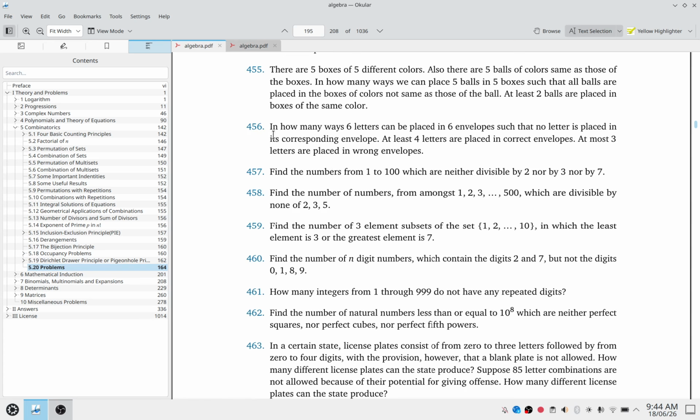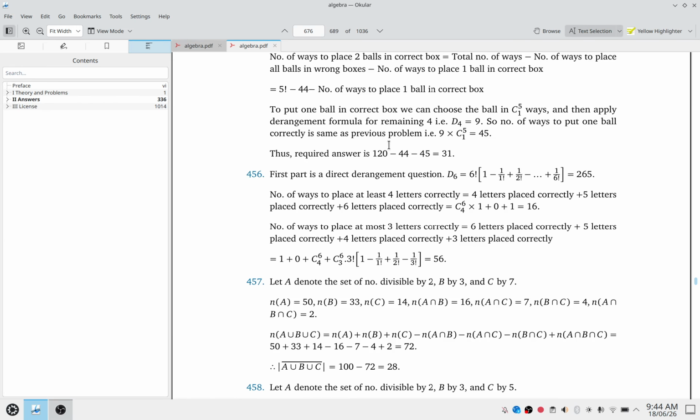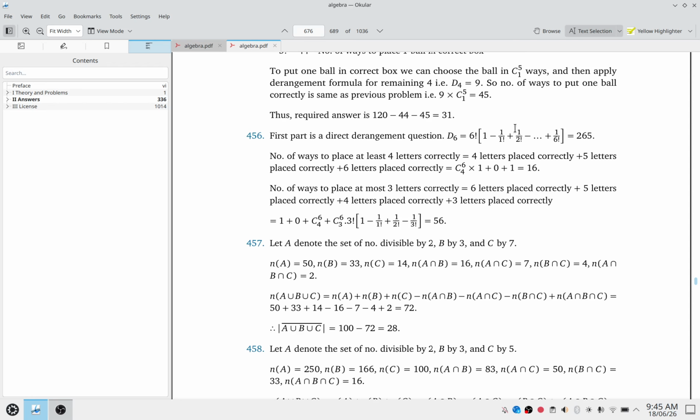Question 456 says that in how many ways 6 letters can be placed in 6 envelopes such that no letter is placed in its corresponding envelope? At least 4 letters are placed in correct envelopes. At most 3 letters are placed in wrong envelopes. So first we have a direct case of derangement, D6 is equal to 265.